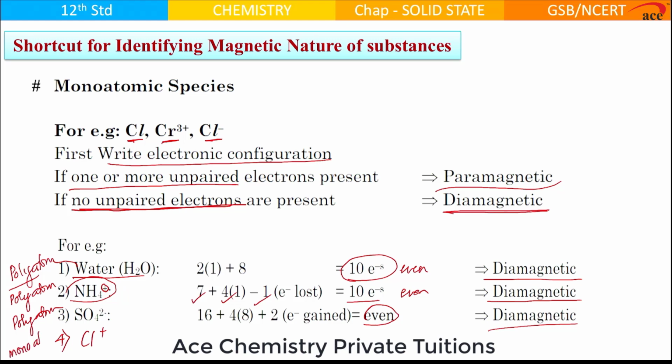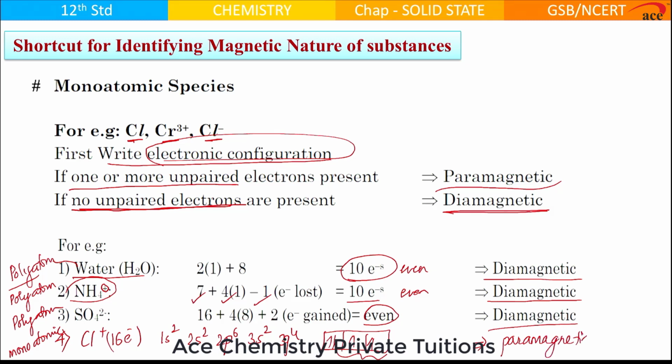If you see another example, Cl plus, it is a monoatomic species. If it is a monoatomic species, then write down its electronic configuration as per this rule. If you write down the electronic configuration, it has how many electrons? 16 electrons. 1s2, 2s2, 2p6, 3s2, 3p4. 3p4, that means it has unpaired electrons, therefore it is paramagnetic in nature.